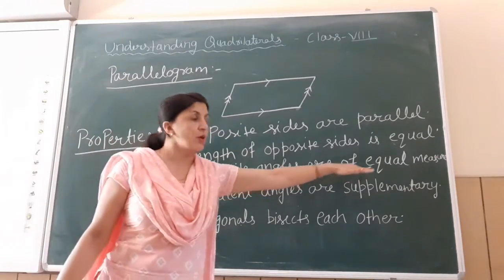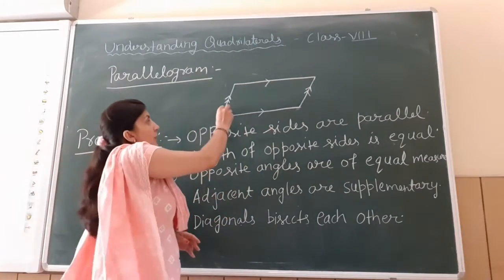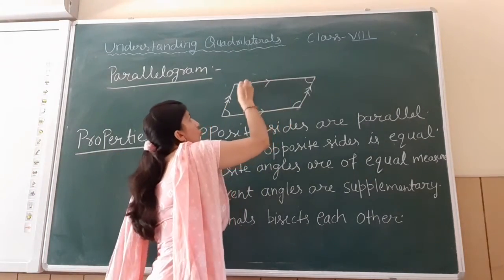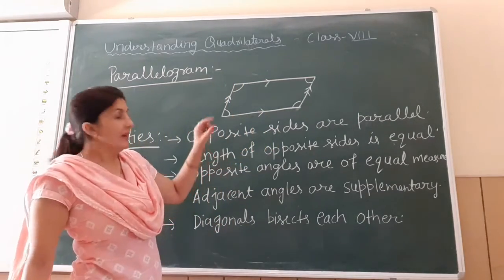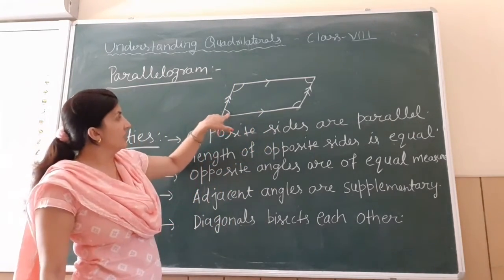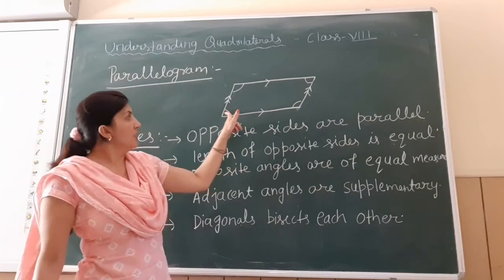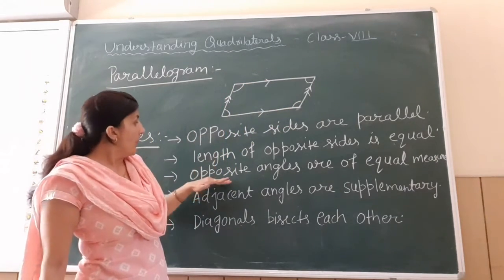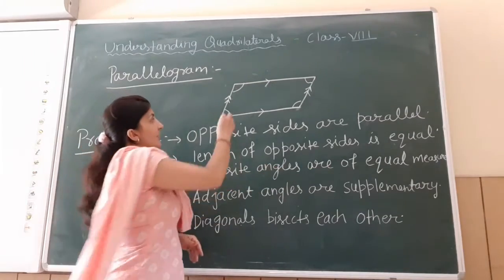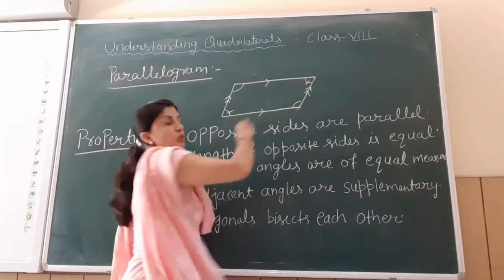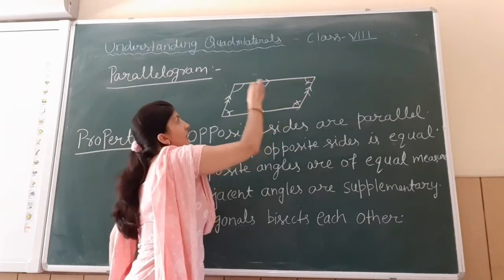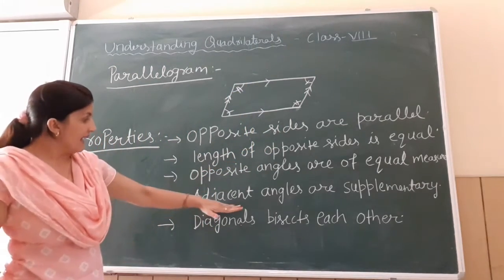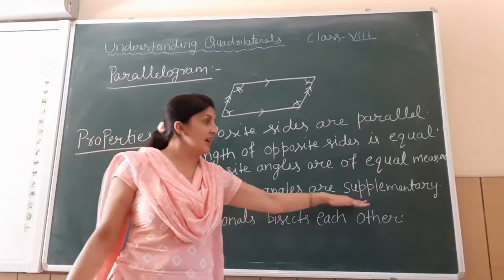Opposite angles are of equal measure. There will be four angles: 1, 2, 3, 4. The angles which are opposite to each other, these are opposite to each other and this angle is opposite to this. Opposite angles are of equal measure, means this angle equals this and this angle equals this angle. Opposite angles are equal.